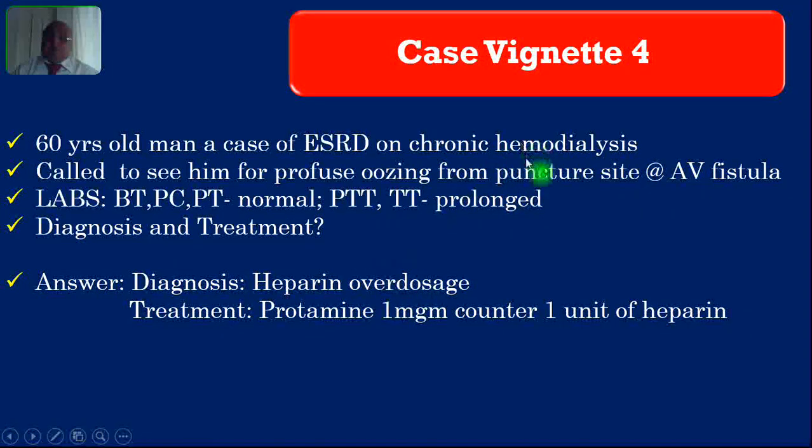Since the patient is on hemodialysis, he was receiving heparin. Because of the overdosage, he started oozing from the puncture site. So the antidote for heparin overdose is protamine. 1 milligram will counter 1 unit of heparin. You can calculate and you can give the dosage of protamine accordingly.